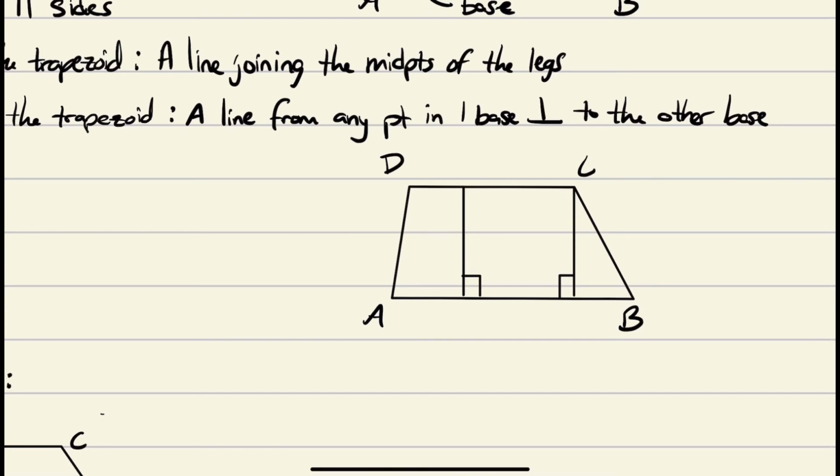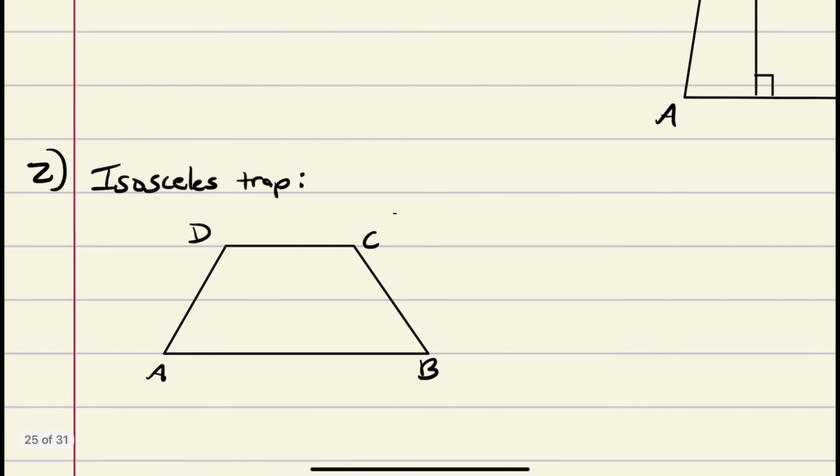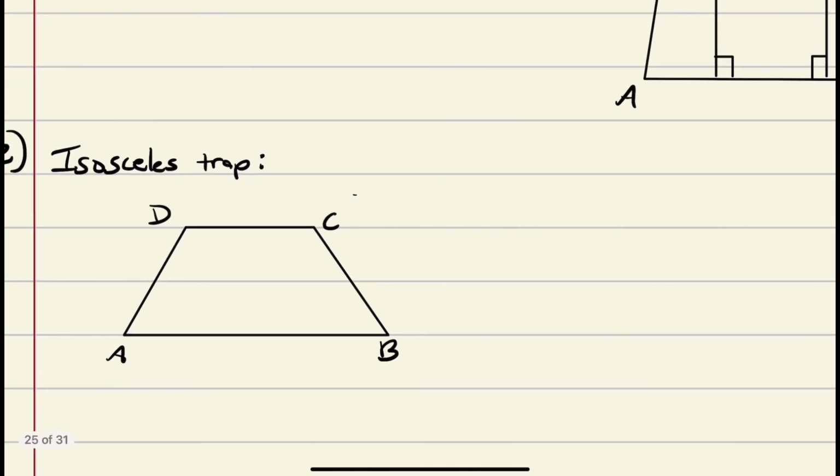So that's some of the basics of trapezoids. Let's talk quickly about an isosceles trapezoid. This is a trapezoid whose legs are equal. Pretty basic. So we could say that AD and BC are equal to each other. They're not parallel, but they are equal. If they were parallel and equal, then it wouldn't be a trapezoid. Obviously, it'd just be a parallelogram.